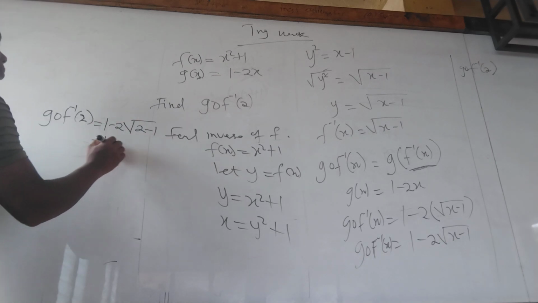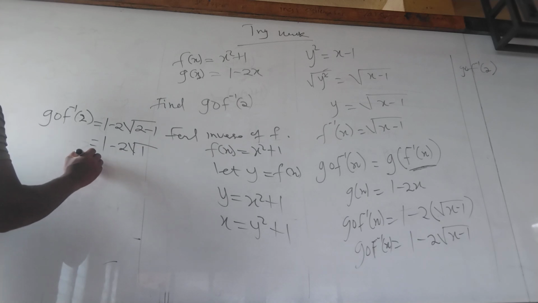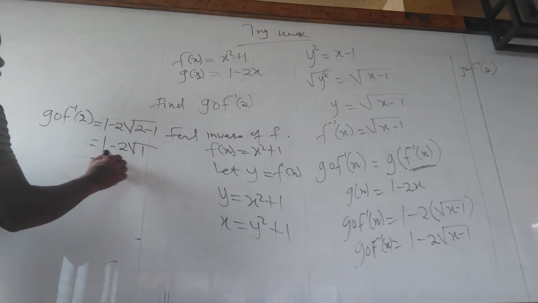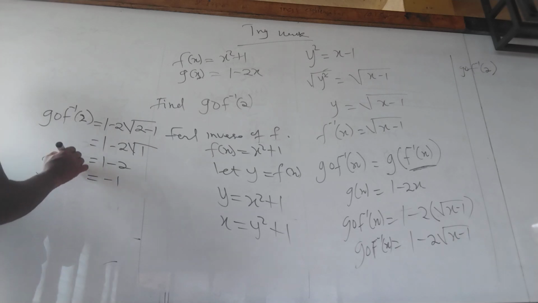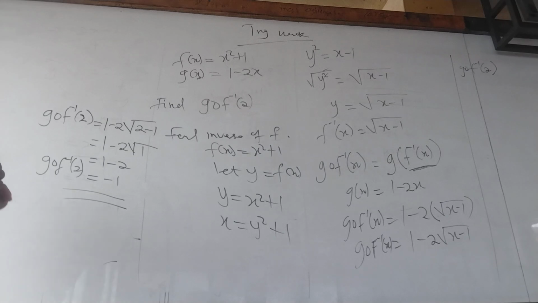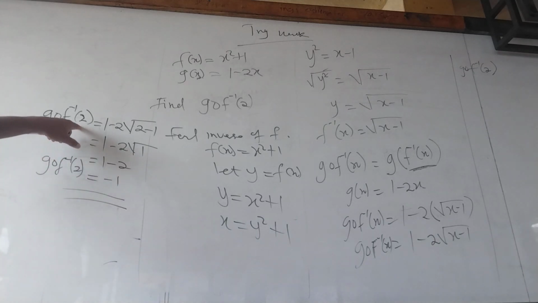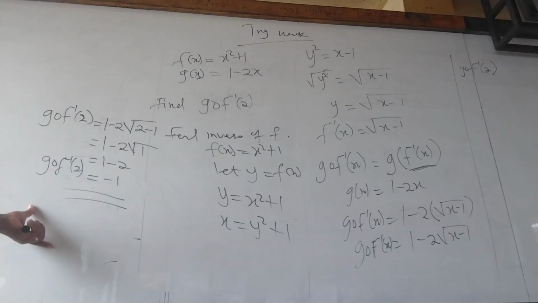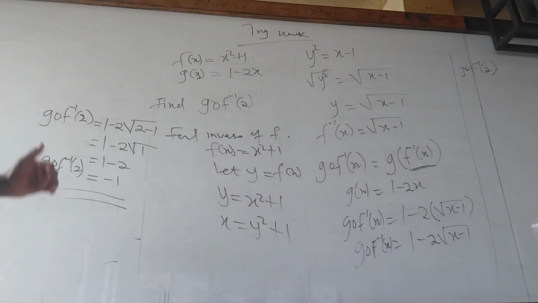So we are getting 1 minus 2 root 2 minus 1, which is 1. Root 1 is 1. So 1 times 2 is 2. 1 minus 2, we are going to get negative 1. So g of f inverse of 2 is equal to negative 1. And that is what we have been asked to solve. So basically, this is how we find the g of f inverse of 2 under this function. Alright. So if you have any questions, just let me know, okay? Alright.